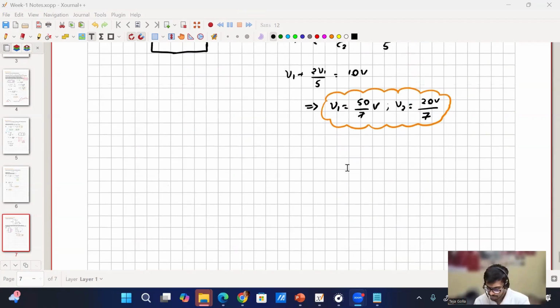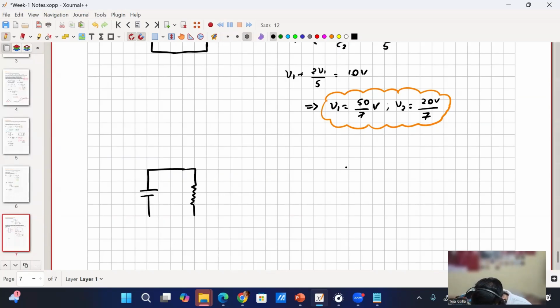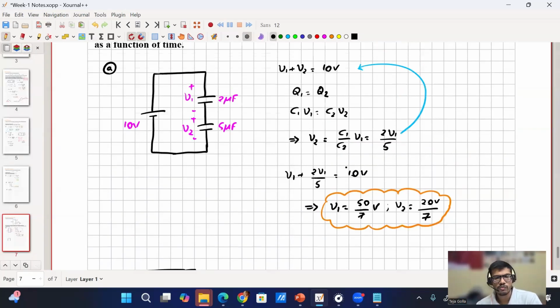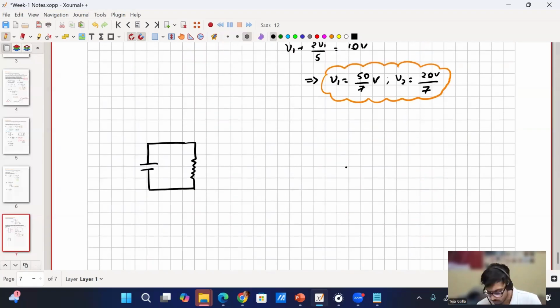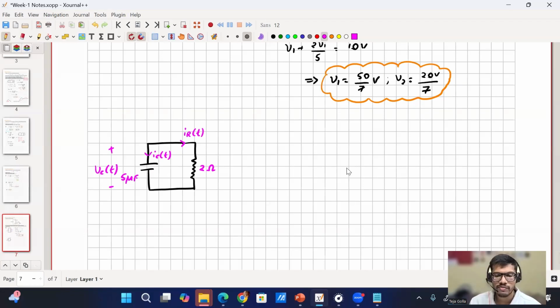So let us see. We have the 5 microfarad capacitor connected with a parallel resistor. The value of resistance is 2 ohm. This is 5 microfarad, this is 2 ohm, and this is what they're asking, IR of t. Say this is my IC of t. I am considering the capacitor current entering, and say this is my VC of t. They're asking IR of t as a function of time.